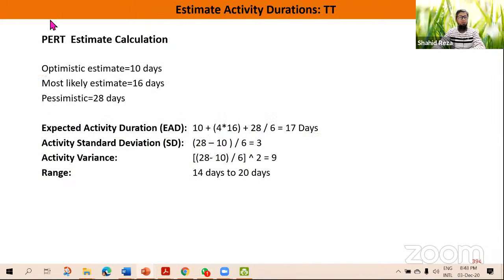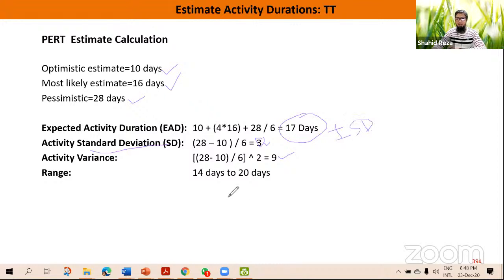So for example, for one task, it is mentioned that optimistic estimate is 10 days, most likely is 16 days, and pessimistic is 28 days. So using the beta distribution formula, we are getting that it will take 17 days. Now we are calculating standard deviation, and using the standard deviation formula we got 3. And variance is just the square of standard deviation, so it is 9. Now what is the range? Range is actually this value plus minus standard deviation.